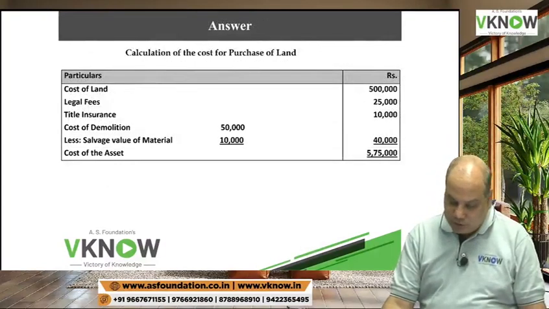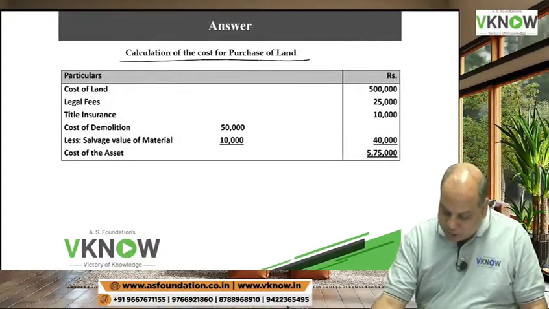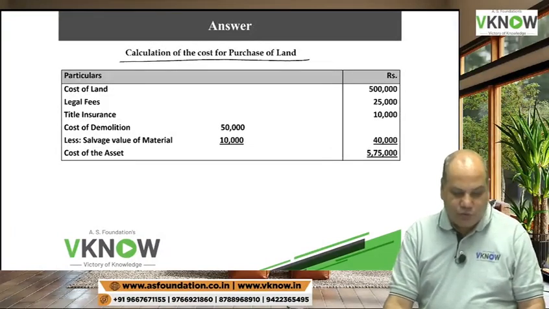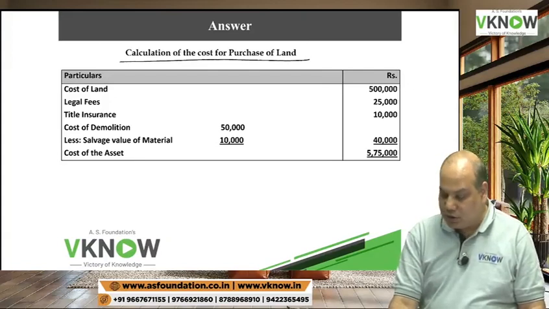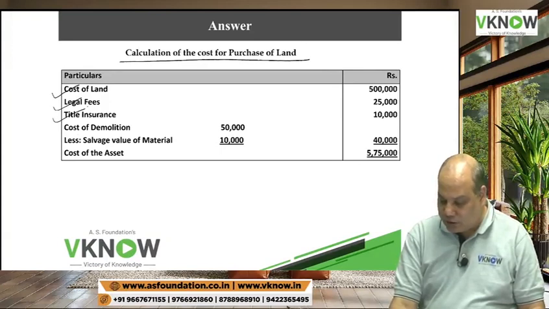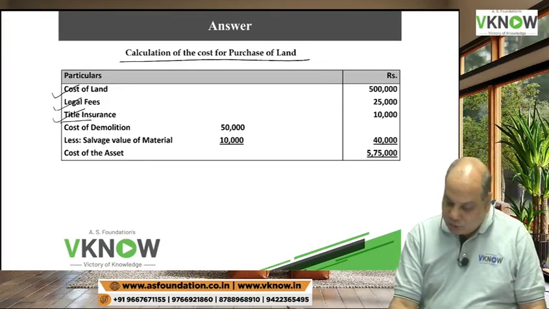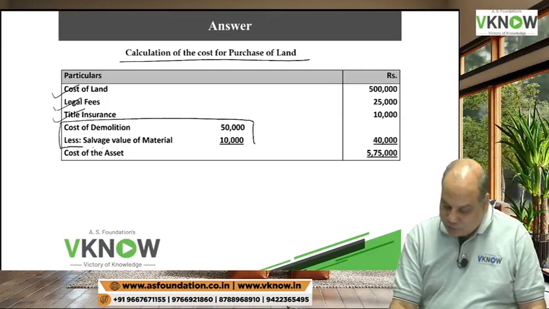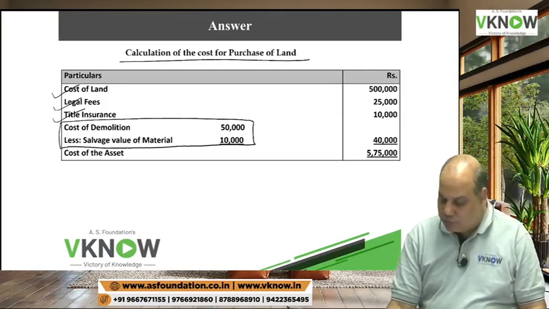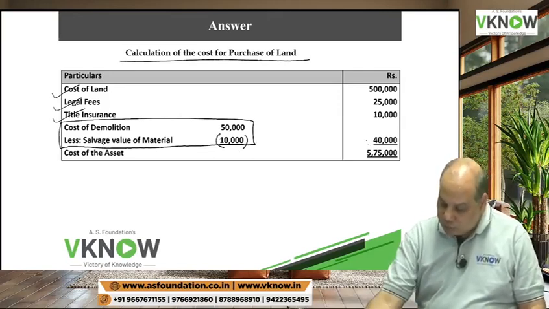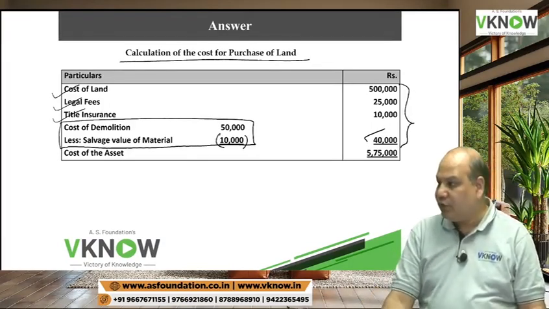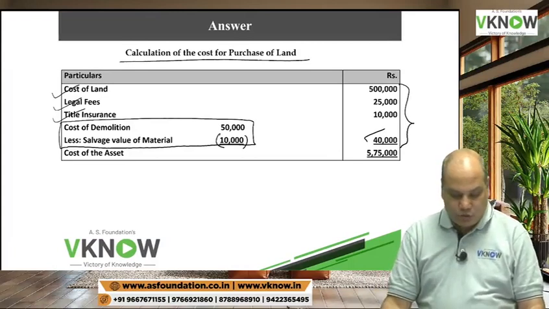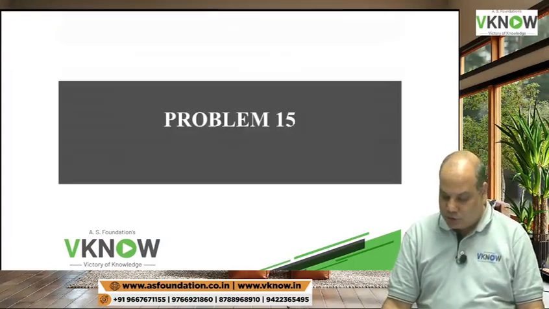So the answer is right. The student will prepare the answer neatly like this. I think the answer is given to you. So just concentrate on understanding. Cost of land 5 lakh, legal fees 25,000, title insurance 10,000, cost of demolition less salvage value 40,000, and the total of this will be 5 lakh 75,000. So this was like a small sample question.